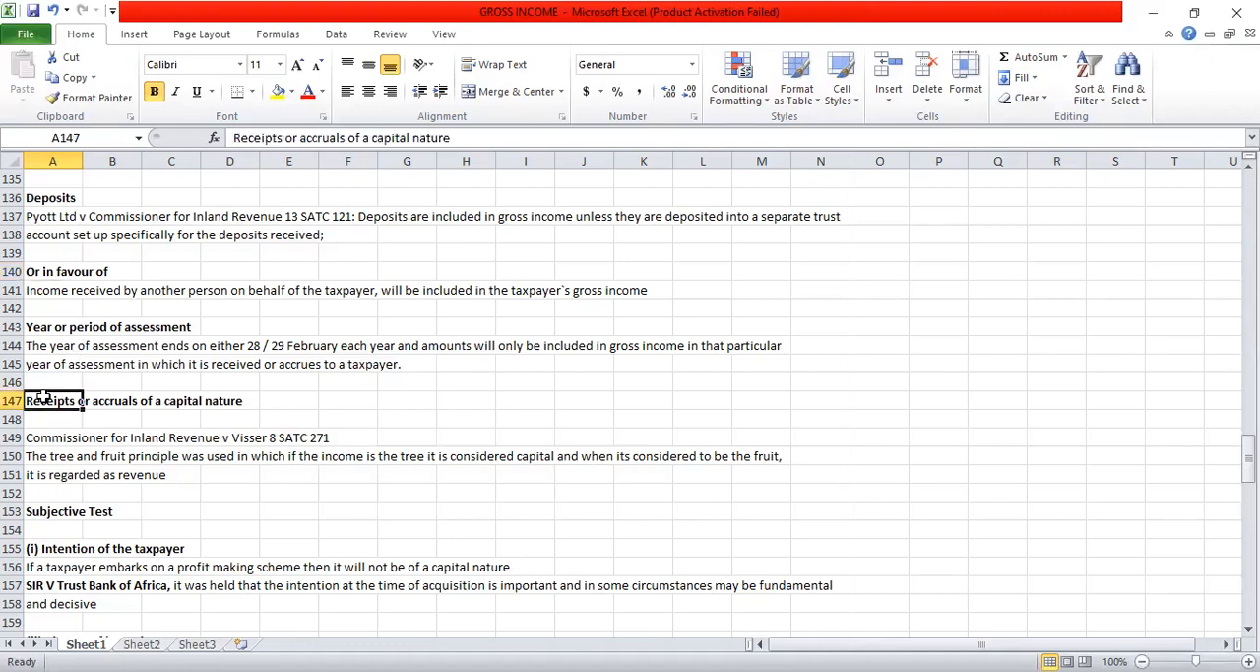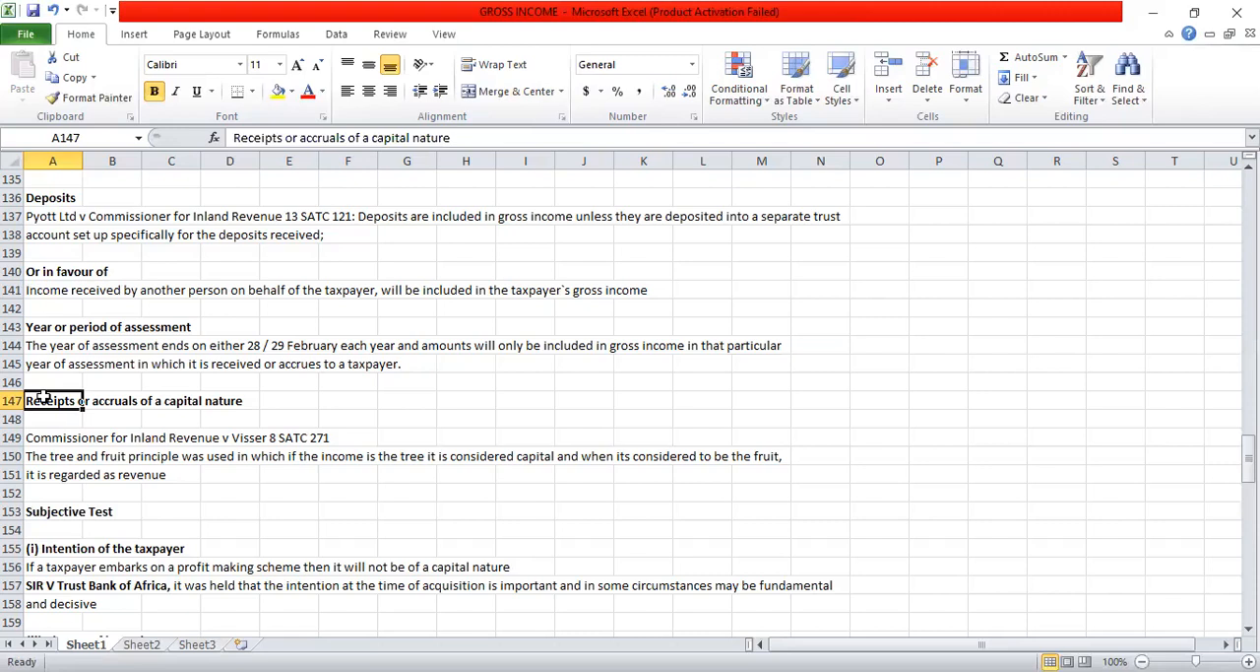Right, then receipts or accruals of a capital nature. If the receipt is of a capital nature, then it will not be included in gross income. For example, if you sell a building, that's of a capital nature. The sale of the building, you don't include that amount as a receipt in gross income. But rather, we're going to learn that you have to calculate your recoupment or scrapping allowance.